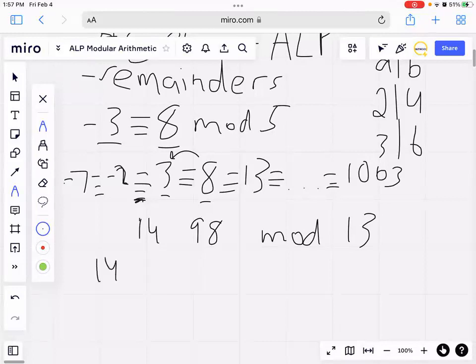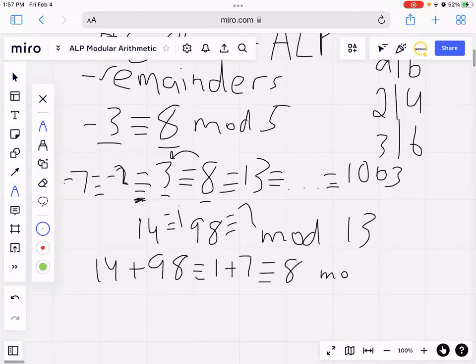So 14 plus 98. 14 is congruent to 1 mod 13 because 14 minus 13 is 1. And for 98, 7 times 13 is 91, and 98 minus 91 is 7, so 98 is 7 mod 13. Going back to our addition problem, 14 plus 98 is the same as 1 plus 7, which is equal to 8 mod 13. Hopefully it's clear now how modular arithmetic can help us with much larger numbers.